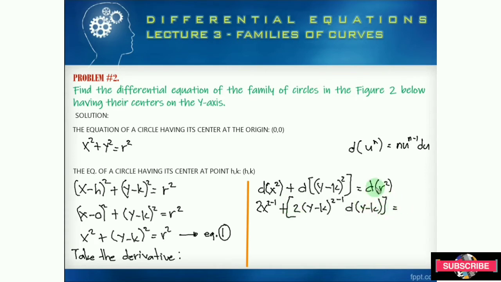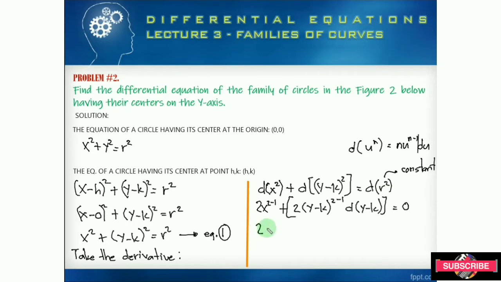Okay, equal to the derivative of r squared. So as you can see, our r here is a number, so r is a constant. So I'm sorry, let us erase this one. This is a constant, our r, which is the radius. So the derivative of a constant is simply equal to 0.